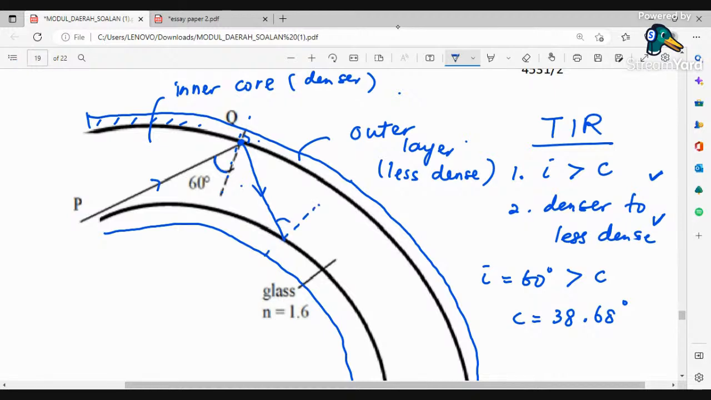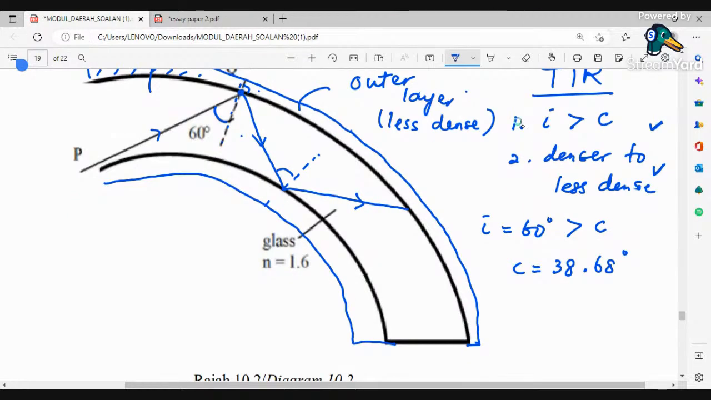Let's say the angle here also is greater. Then again, it will go here. Continue. Draw the normal line. It will go here. Draw the normal line. Then it will go here. Let's say it comes out from here. Okay, this is the diagram that you should draw until it comes out from the optical fiber.